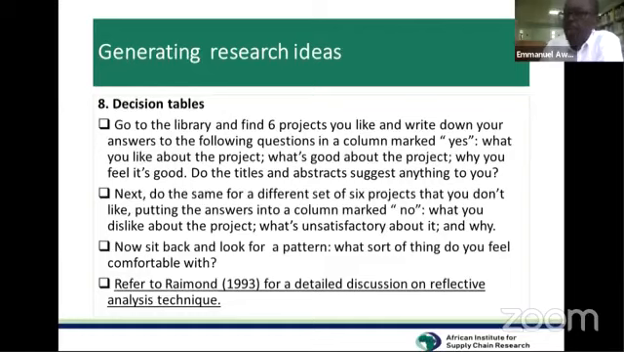Do the titles and abstract suggest anything to you? So basically that is in one column. Then the other 6 that you picked, which you didn't like, again, put a column marked no. So in that column, you may write what you dislike about the project, what's unsatisfactory about it, and why, you see. So once you have all these, you can sit back and look for a pattern and find out what sort of thing you feel comfortable with.